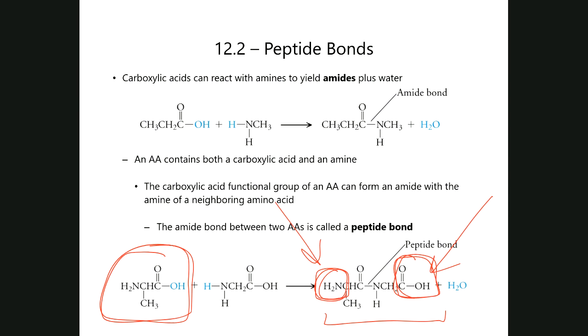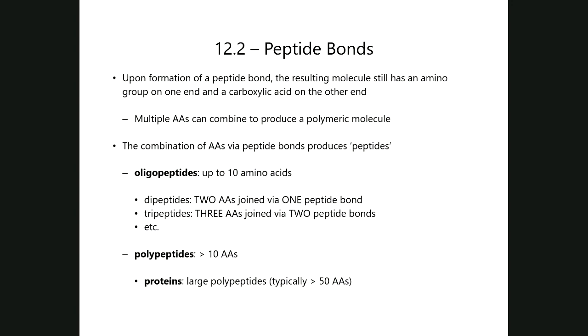And that's how we're going to be defining, depending on how many amino acids have come together to form the polymer, how we classify them. Okay, so upon formation of a peptide bond, the molecule still has an amino group and a carboxylic acid group.